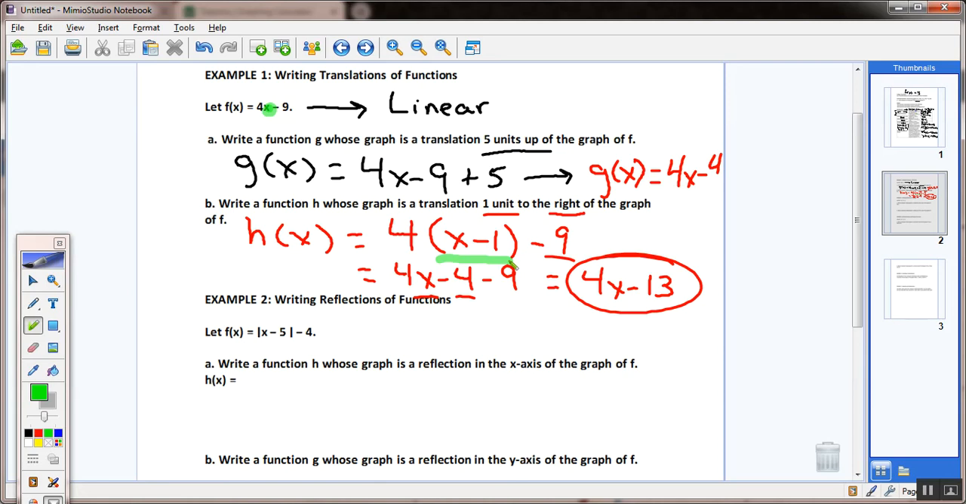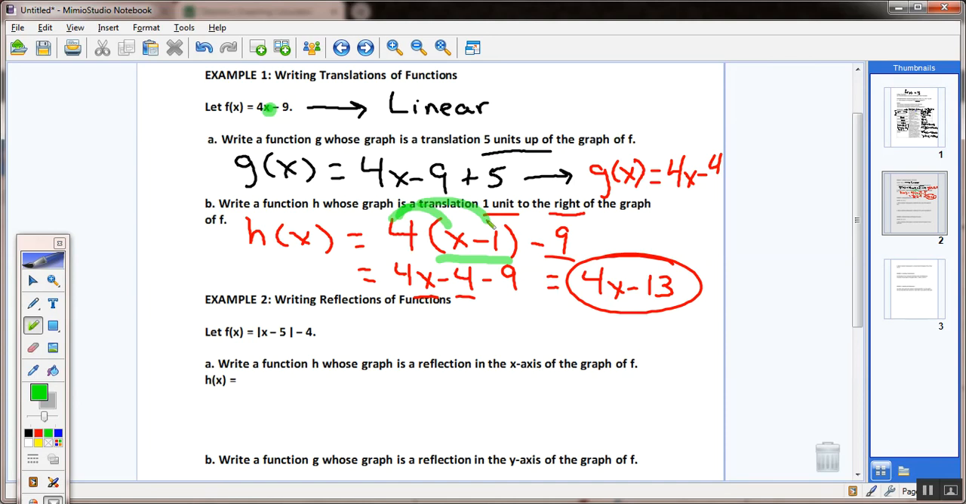What did we replace it with? Listen, where did you get minus 4? When you distribute here, 4 times x, 4 times negative 1. Oh. Okay, got it? And then that minus 4 and minus 9 makes the minus 13 as part of our final solution. Good with that now? Okay.